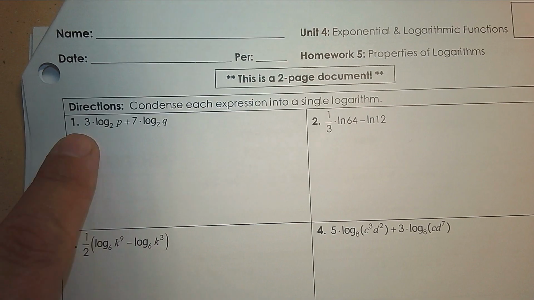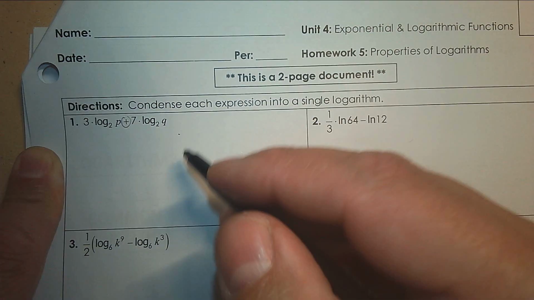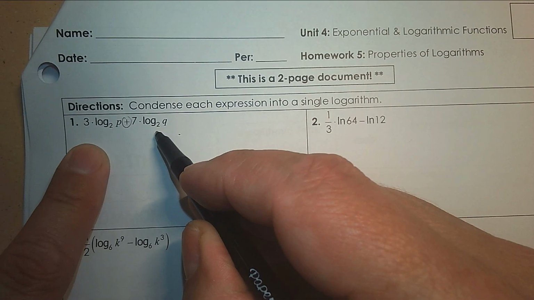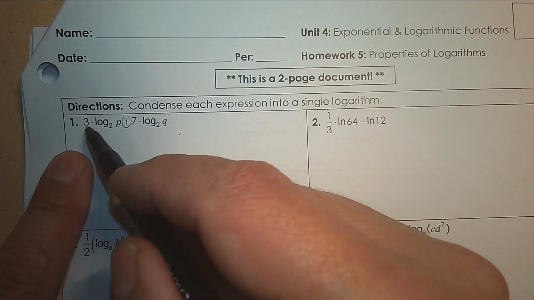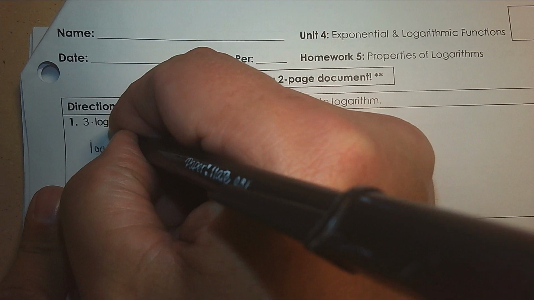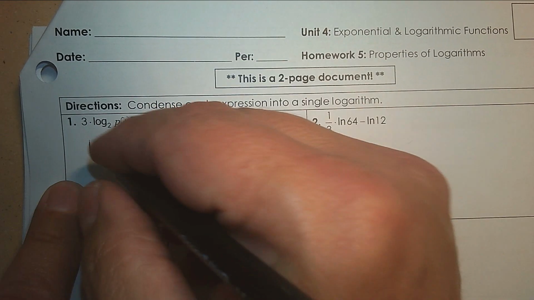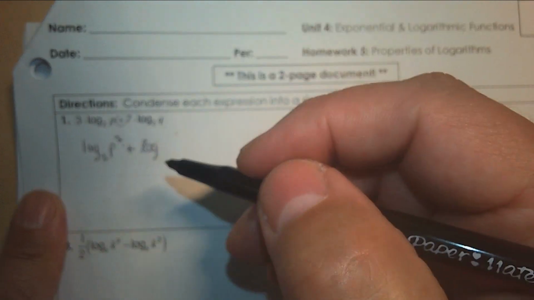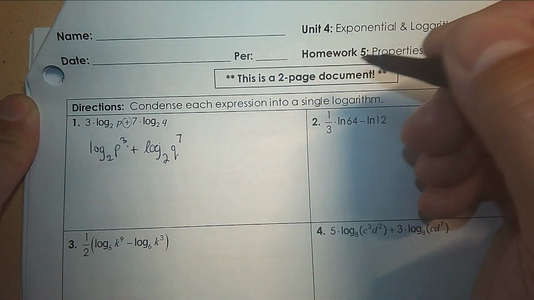The rule is, if you have two logarithms and you're adding, the bases have to be the same. If that's the case, then you can multiply the inside parts. Now, if you have a number in front multiplying, it can be written as an exponent inside. So I'll do that first. So the 3 can be written as an exponent inside. The 7 can be written as an exponent inside.